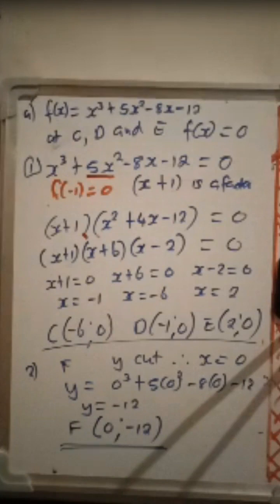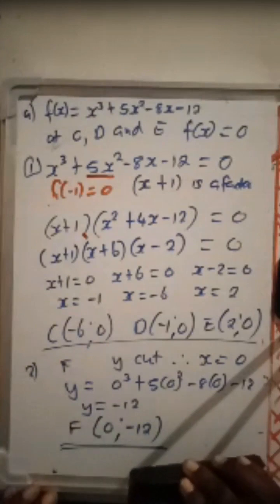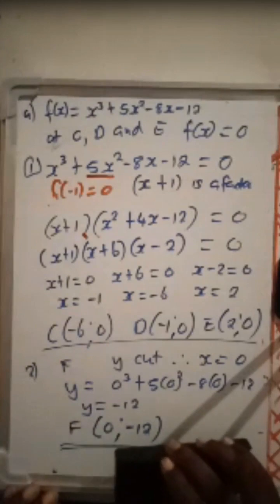Then we go to the next, number 3. Calculate the coordinates of A and B.